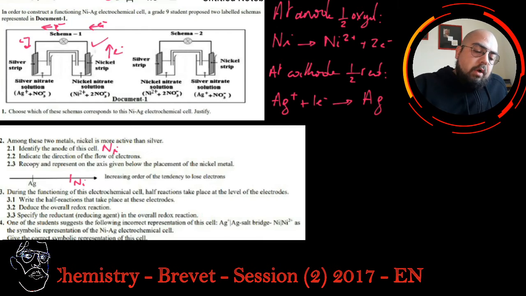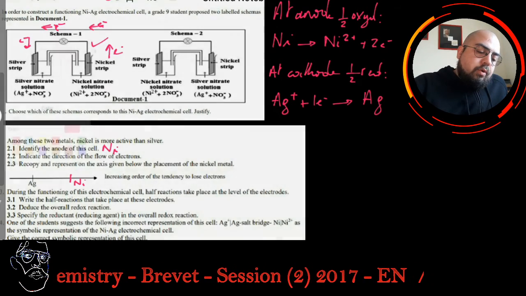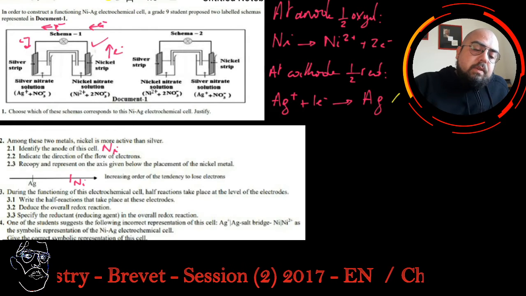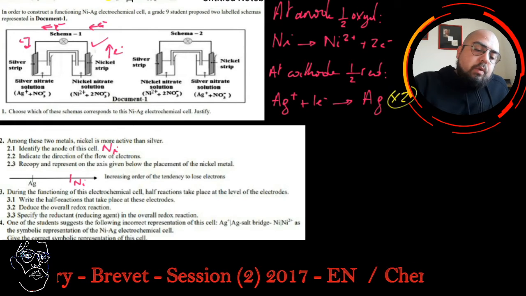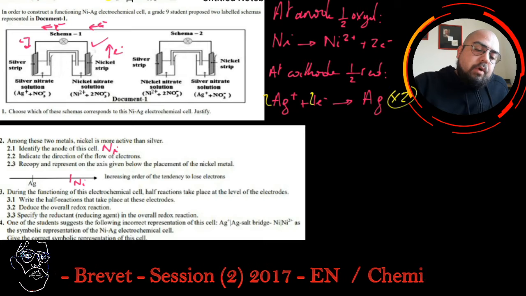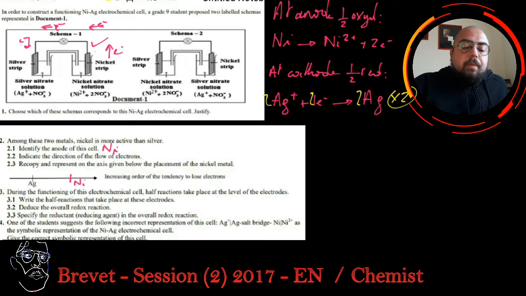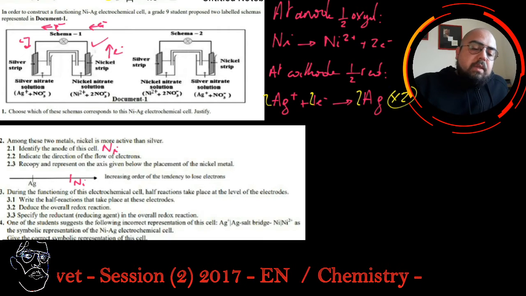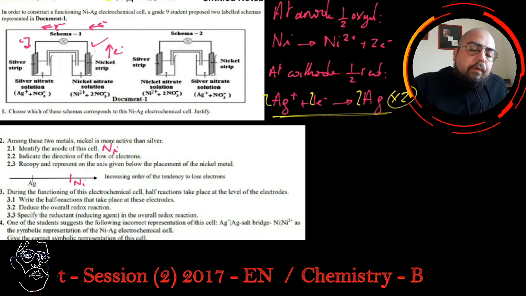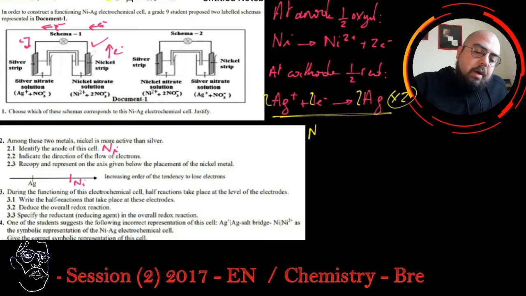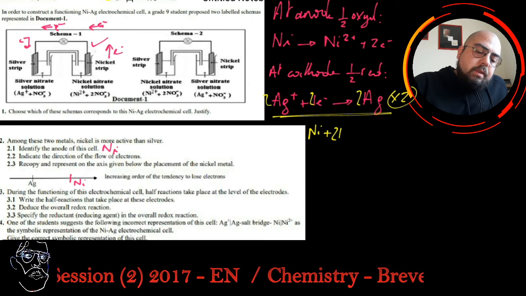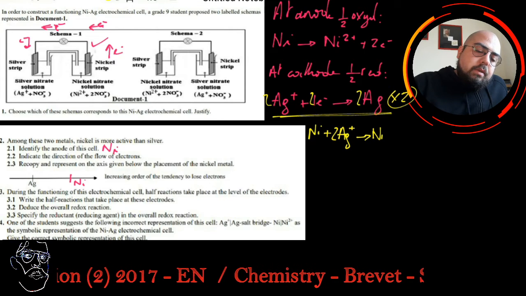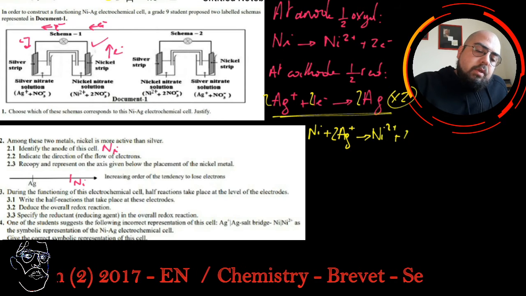Now, deduce the overall redox reaction. In order to deduce the overall reaction, we need to multiply this reaction by 2. So we will have 2 Ag+ plus 2 electrons gives 2 Ag. You need to have 2 electrons on the left and right side of your equation. The overall reaction will be Ni plus 2 Ag+ gives you Ni2+ plus 2 Ag.